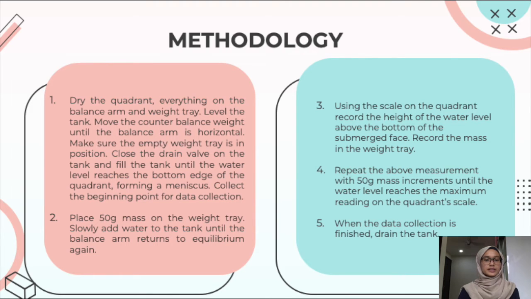The second step is to place a 50-gram mass on the weight tray. Add water to the tank until the balance arm returns to equilibrium. The third step is to record the height of the water level above the bottom of the submerged plane with the scale of the quadrant. Then record the mass in the weight tray. The fourth step is to repeat the measurement with 50-gram mass increments until it reaches the maximum water level reading on the quadrant scale. When the data collection for every mass increment is finished, drain the tank.